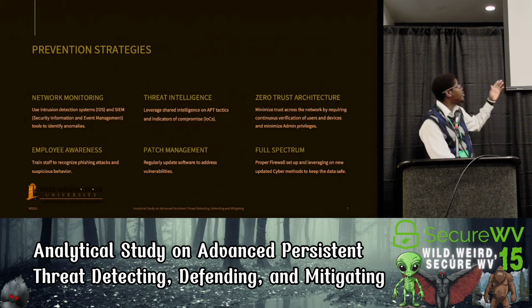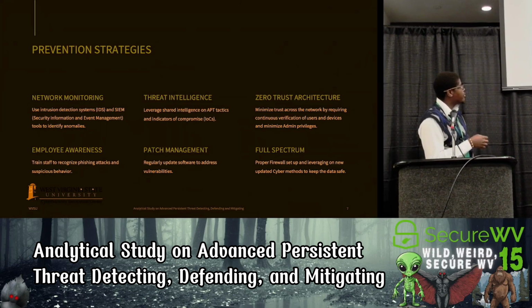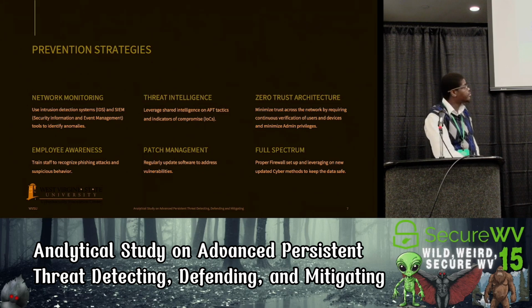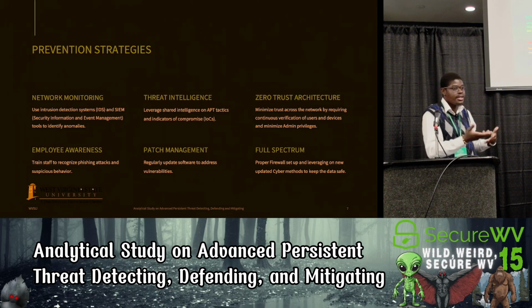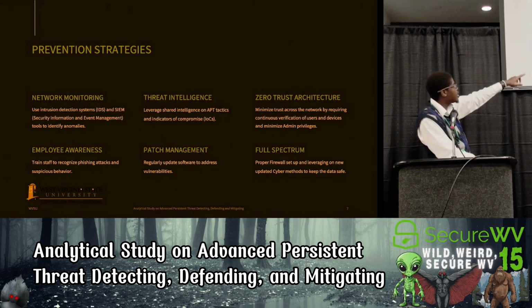So prevention strategies: we can make sure that we work on our network, threat intelligence, zero trust architecture, I'll come back to that. Employee awareness, very important. Patch management, full spectrum. So ZTA, we can work on ZTA. We just had a session on ZTA just before this, and I really enjoyed it. But with ZTA, we can make sure that we minimize admin privileges. Something he said, which is very true in ZTA, is we are trying to reduce the trust we have in everybody, but that's not actually possible. So, of course, there will be some admin privileges, but as much as possible, we should try and minimize that. Patch management: some of the attackers may come in using payloads, patches, so we have to make sure that we are very particular about patch management.